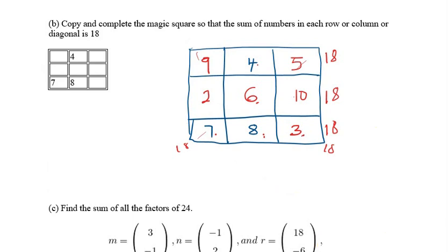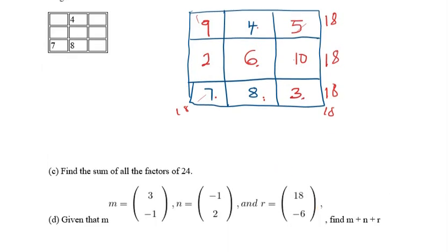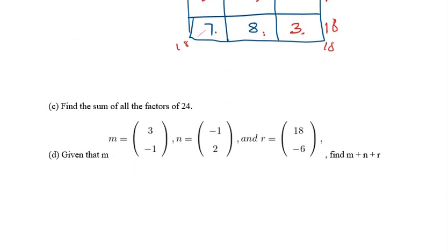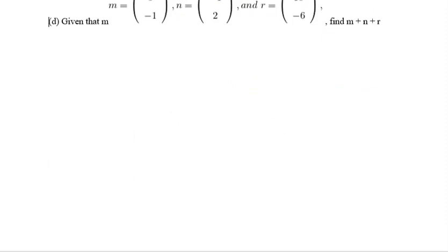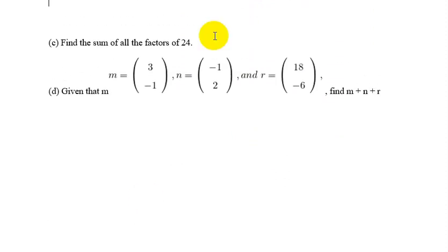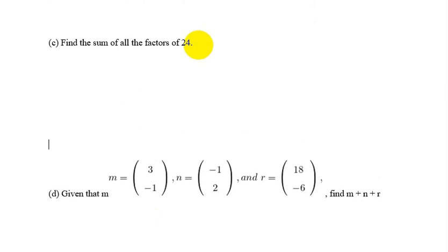The C part of the question says: find the sum of all factors of 24. We are looking for the sum of all the factors of 24.